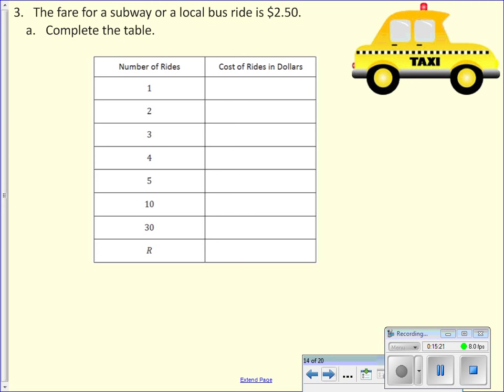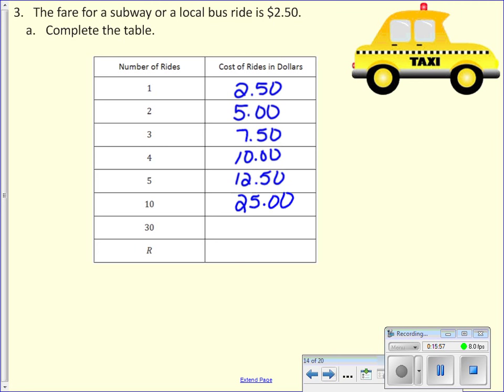Anyway, so if one ride is $2.50, two rides is 5, 7.50, 10... Oh, be careful, the table jumps to 10. Ooh, be careful, Grasshopper. How much is it for 10 rides? $25. Ouch.